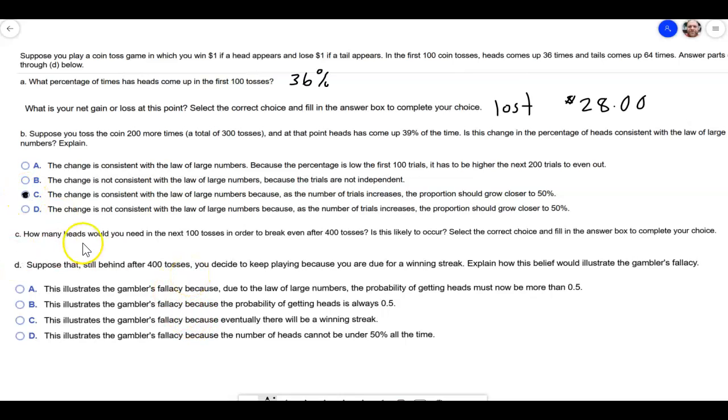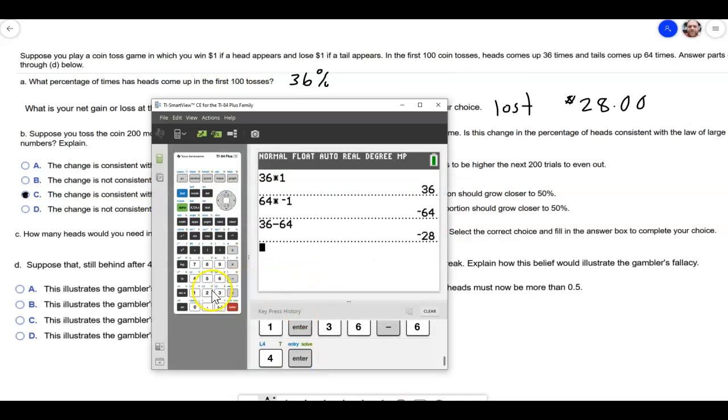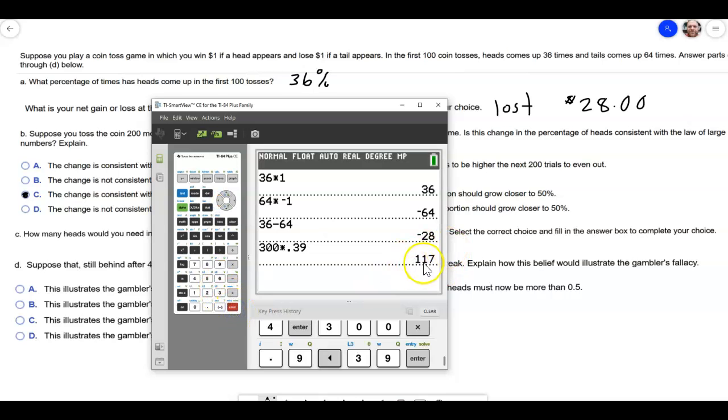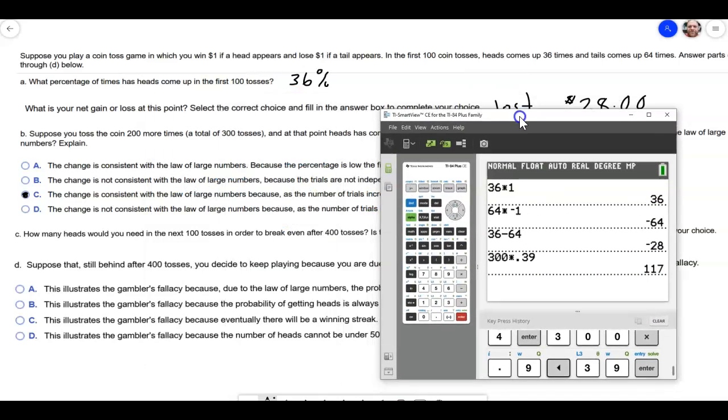All right, for letter C, how many heads would you need in the next 100 tosses in order to break even after 400? So we've already tossed it 300 times, and we have won 39% of the time. So I'm just going to multiply that by 0.39, and that'll tell me how many actual times that I have won. So I've won 117 times.